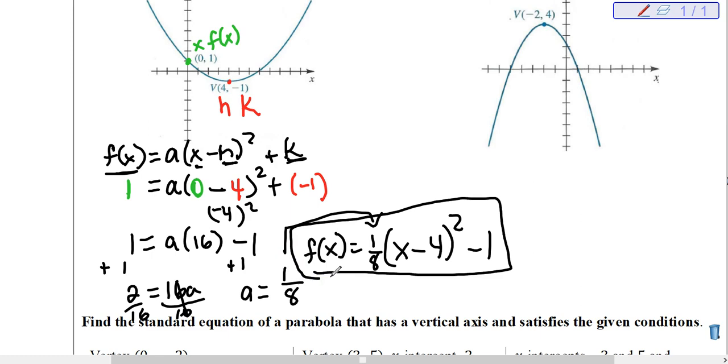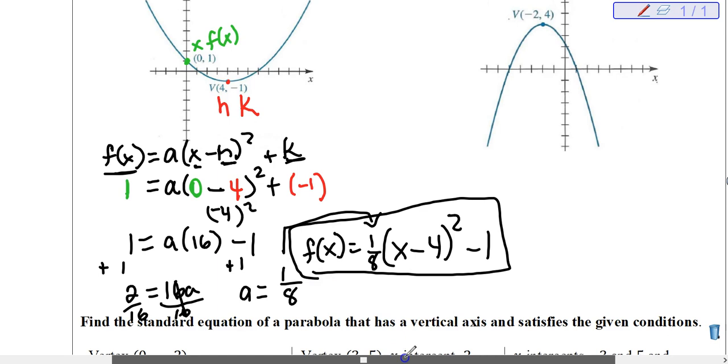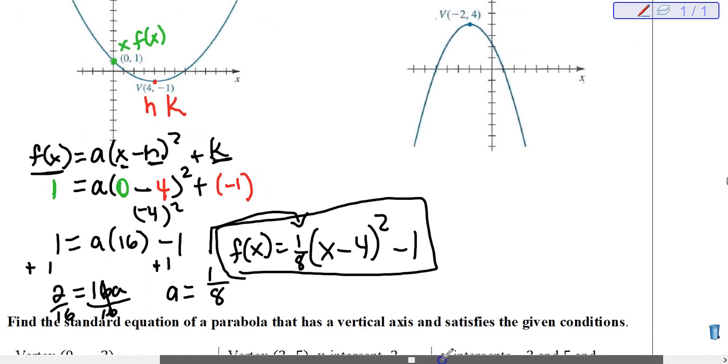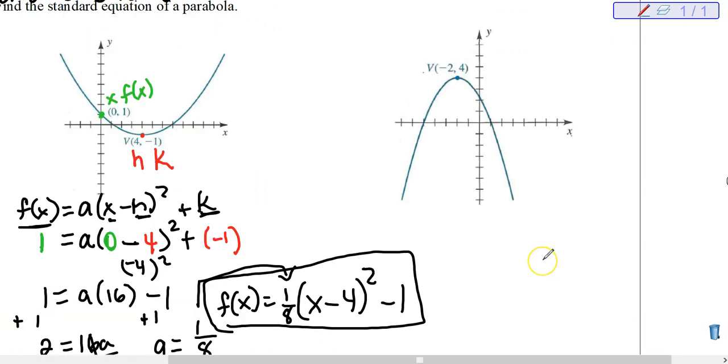You have written your first equation of a parabola given from points. It's probably most of your first time doing that. I don't know. Maybe if you came from a different school, you maybe have done this before. But I know I didn't teach this last year in math analysis. Okay. So let's take a look at this next one.